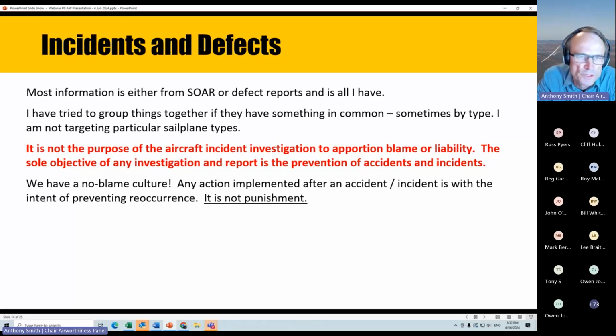The sole objective is to prevent accidents and incidents happening in the future. We have a no blame culture. Any action that we implement after an accident or incident is with the intent of preventing reoccurrence. We don't do punishment under this system.